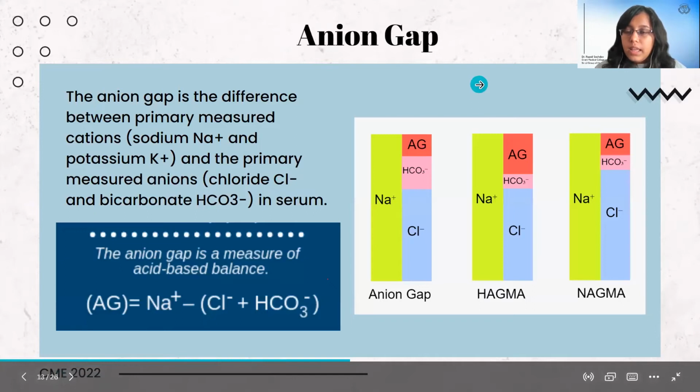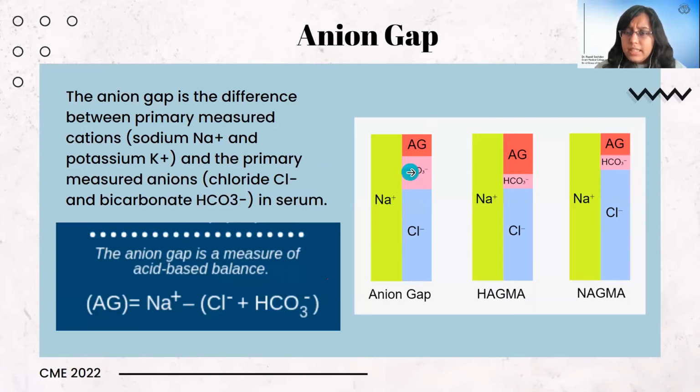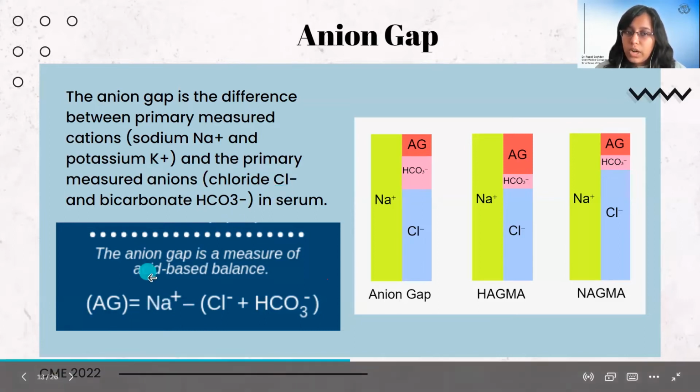Okay. The final thing that you need to know in an ABG is the anion gap. Now, when you see an ABG report, it also shows you the electrolytes in the blood. Your anion gap is the difference between your positive cations, the positive electrolytes, sodium and potassium, and your negative anions, that is your chloride and bicarb. So your anion gap is positives minus negatives.